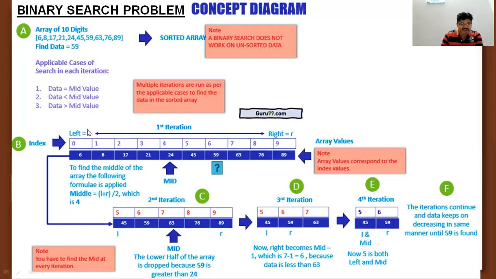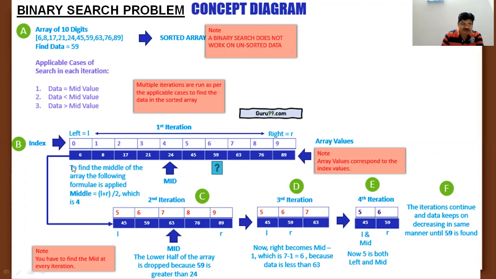Now let us move to the given array. We are keeping all the array elements in the order 6, 8, 17, 21, 24, 45, 59, 63, 76, 89. All these 10 elements are placed here. Basically the array index starts at 0 and ends at n minus 1, that is 9, so 0 to n minus 1.